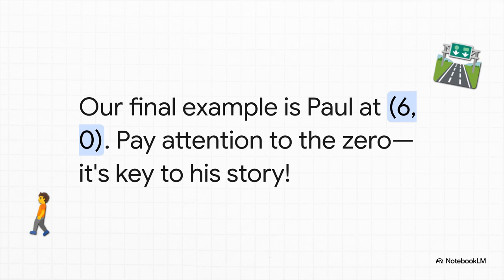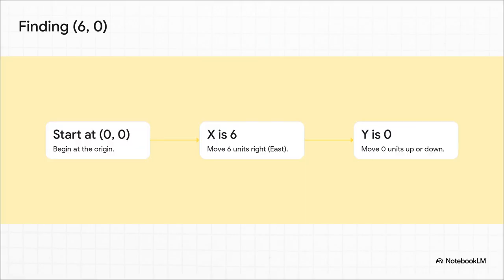All right, for our last main example, we have Paul at 6, 0. Now that 0, that's the most important part of his story. Any guesses what that might mean for his journey? Let's plot it out and see. We start at the origin. We walk 6 units to the right. Easy enough. And then, what's our climb? 0. We don't move up or down at all.